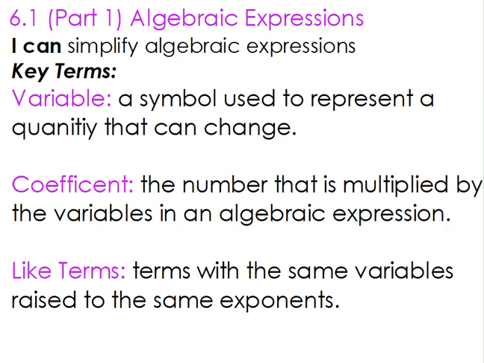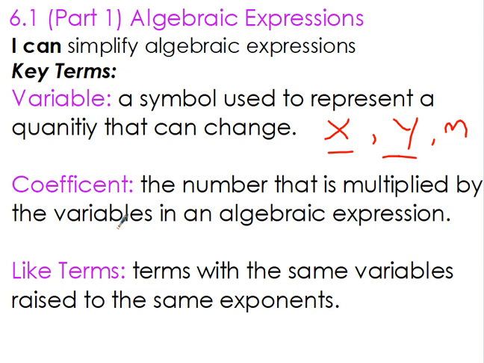A variable is a symbol used to represent a quantity that can change. Variables are generally letters. We use x a lot for a variable. We use y a lot for a variable. We'll use m a lot, but x and y are probably the two most common, but it really can be any letter. A coefficient is a number that is attached to the variable or multiplied by the variable.